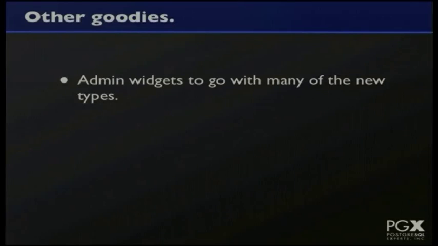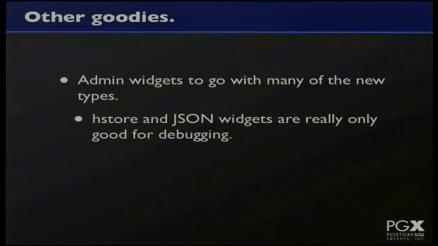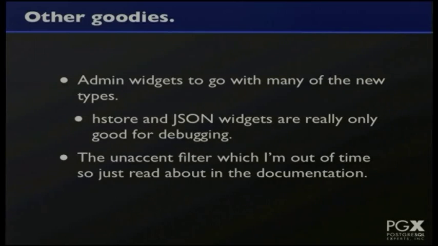There are admin widgets, which go with the new types. The hstore and JSON widgets are really only good for debugging. I wouldn't put a blog author in front of these guys. And the unaccent filter, which I'm out of time, so just read about it in the documentation. And any questions?